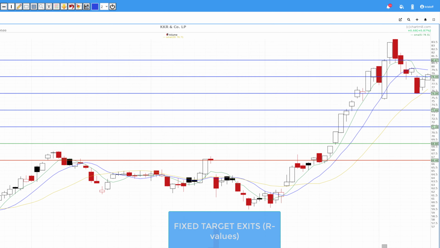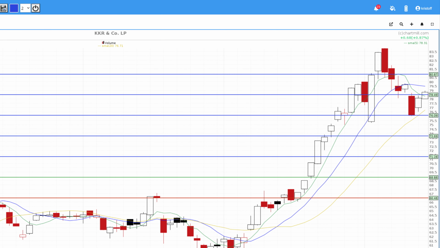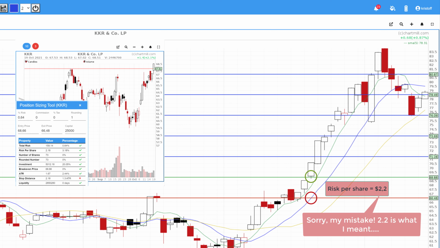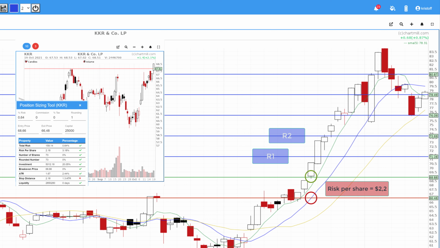Fixed profit levels are based on risk per share associated with the position. For example, if you are long at 68.88 with a stop loss at 66.48, as in our setup for KKR on 19 October, your risk per share is 2.4. A target R1 is then equal to 71.28, 1 time the initial risk per share. A target R2 is twice the risk per share, and so on.